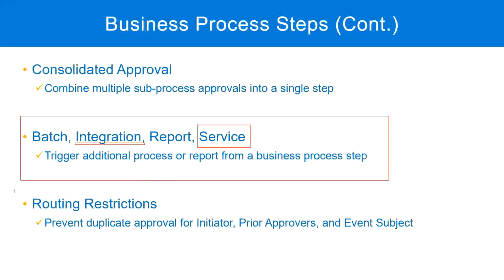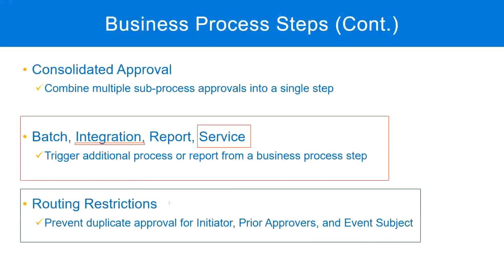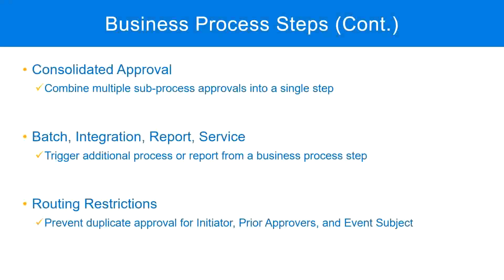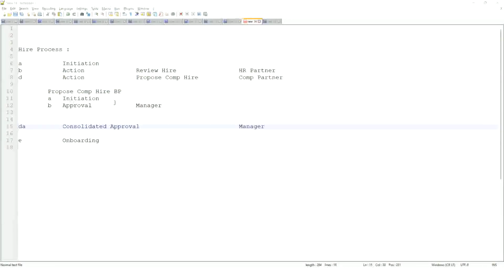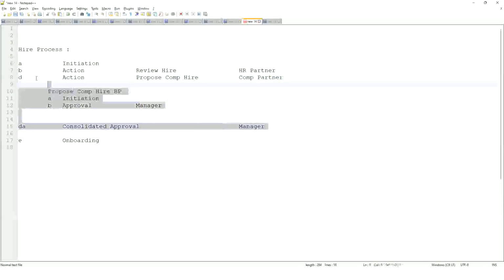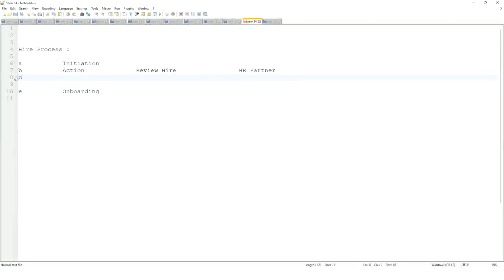And then comes a very interesting topic, which is routing restrictions. You can restrict who does those approval steps. Now let me give you an example. So let's say this is your process. Let's remove the consolidated approval. Let's say step C is an approval task, and it is to be done by the hire partner.